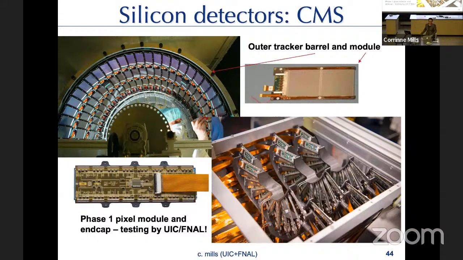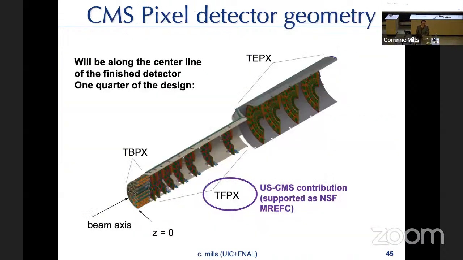This is CMS. We have the outer tracker barrel and module. So this is silicon. This is our current pixel detector, the Phase 1, and we actually went to UIC just in time to help finish up the testing. They were desperate enough for manpower after the students left that they put new assistant professors to work, and I wrote my first funding proposal sitting in the silicon detector lab. But those three disks are dwarfed by what we're supposed to build by 2027.